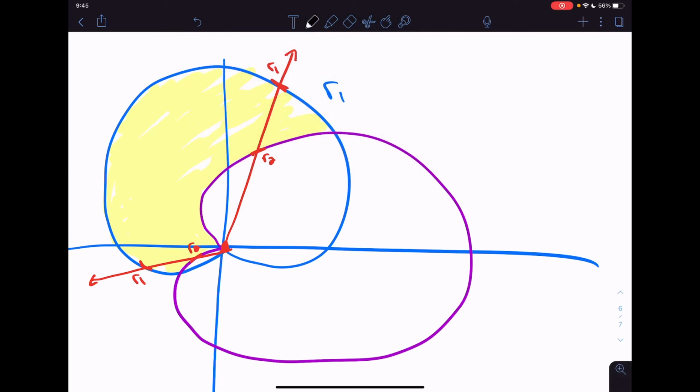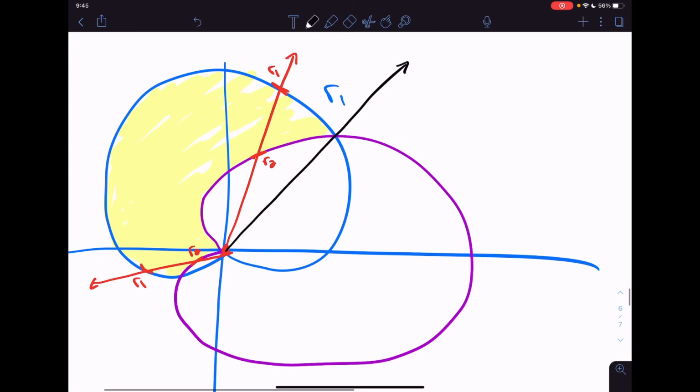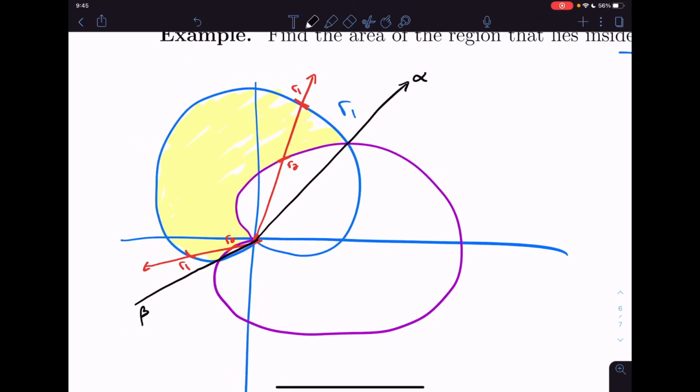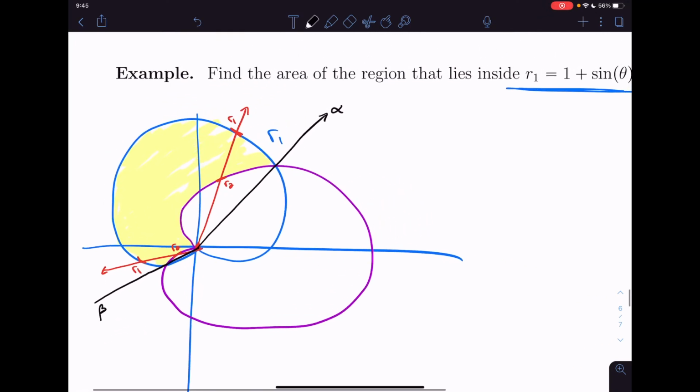Well, it's going to start with this ray, because that's the intersection point. So that's going to be my alpha, and it's going to end with the other intersection point, which is right here. That's going to be our beta. To figure out what those are, we need to find out where they intersect.